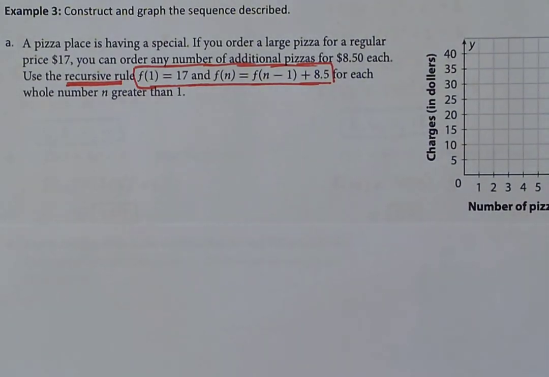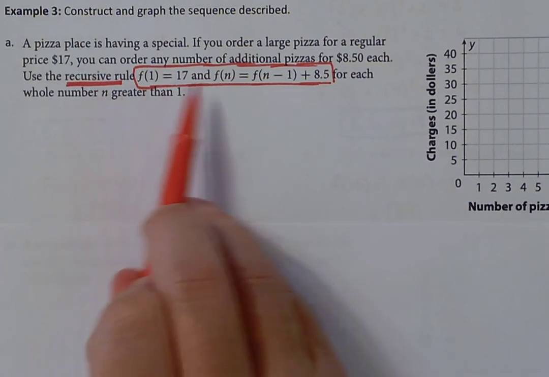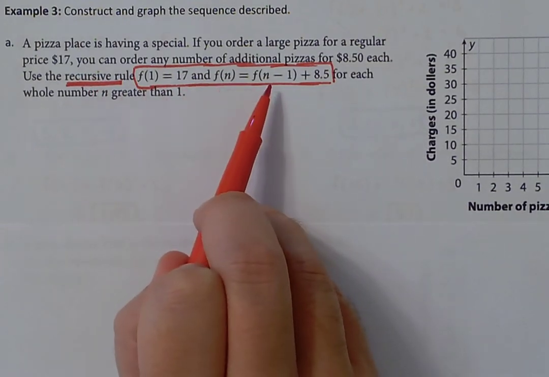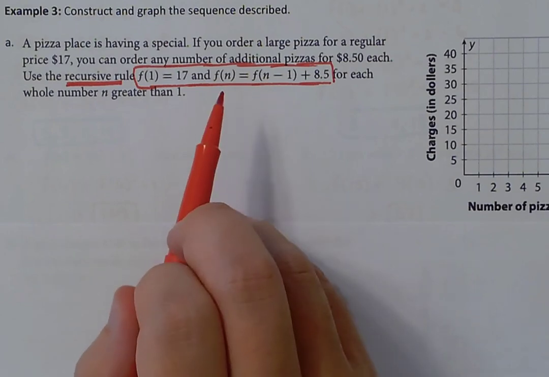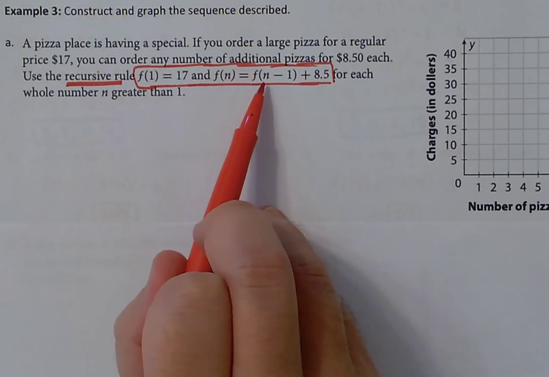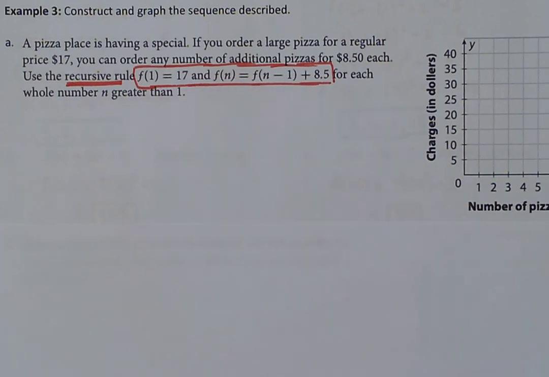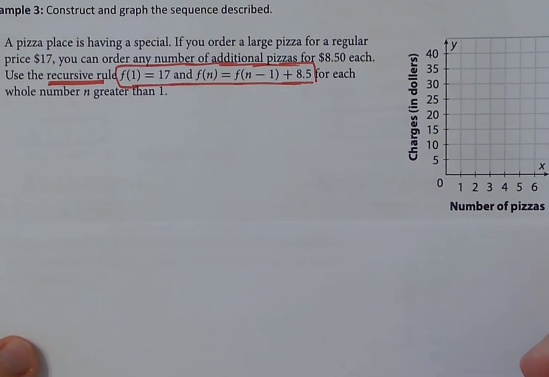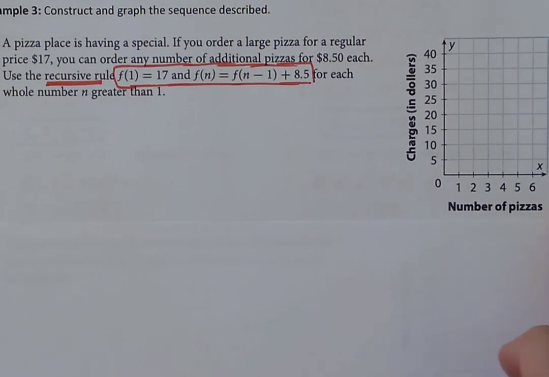Now, for this, we are dealing with recursive because I have this f of n minus 1. That means I need to treat this like example 2, where I use the previous term to go through for my sequence. Now, we're going to go through and construct and graph a sequence. So we need to go through and establish a sequence first. Let's talk about kind of a reasonable domain and range.